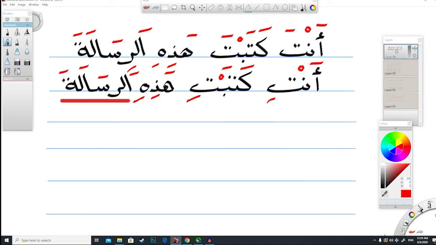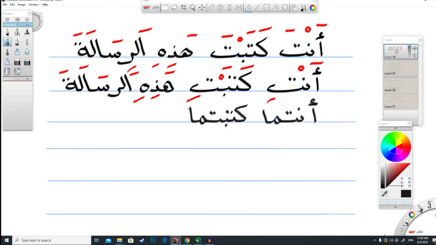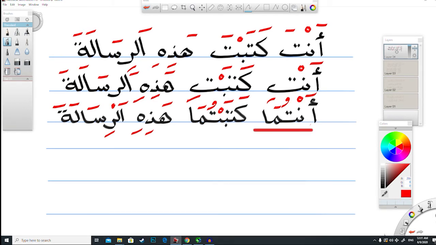أنتِ كتبتِ هذه الرسالة. Let's take the next example for the dual masculine and feminine. أنتما for dual masculine or feminine. كتبتما, wrote. هذه الرسالة, you wrote this message. كتبتما is the verb form for the dual. What we added to the root is the letter ta, mim, and alif, and we changed the diacritics.